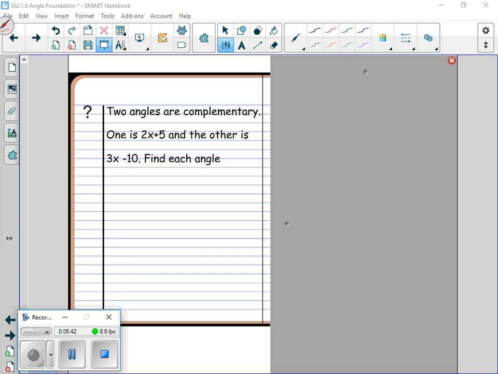Now let's take a look at this problem. It says two angles are complementary. This is what I know. They're equal to 90 degrees. Now for a lot of students, they get stuck and they get them mixed up, complementary and supplementary. And this is how I remember it.